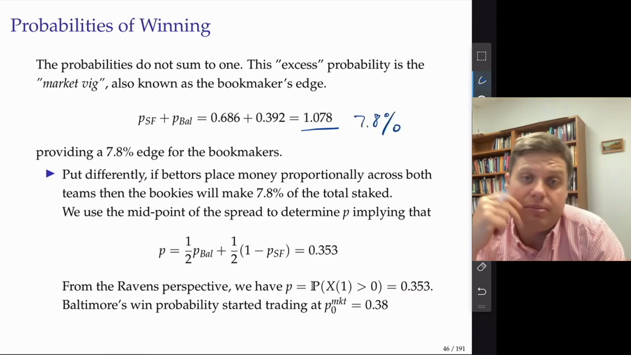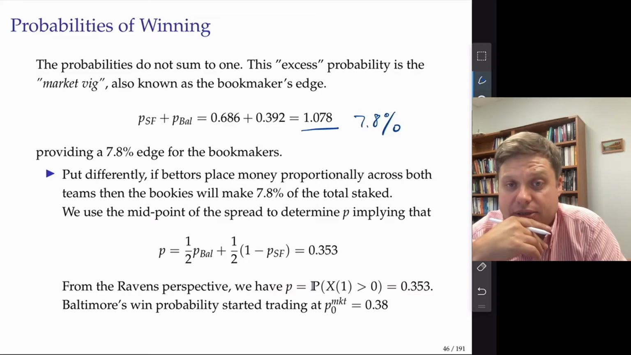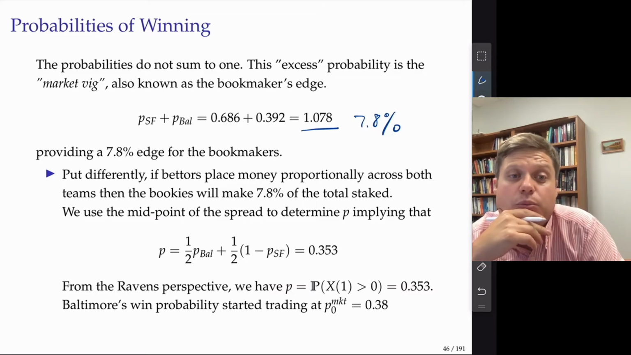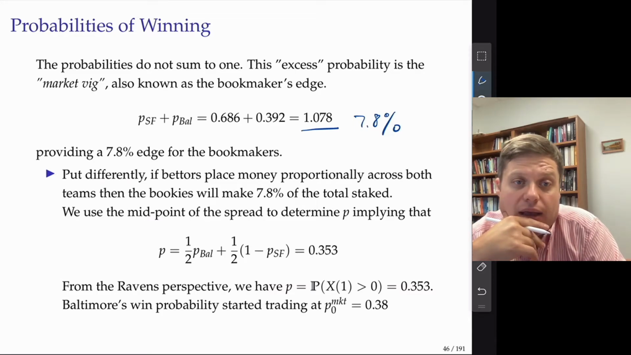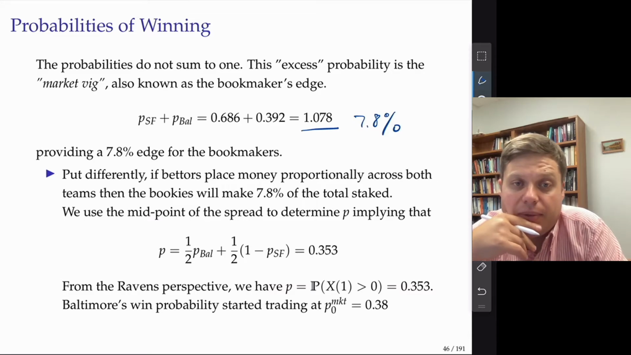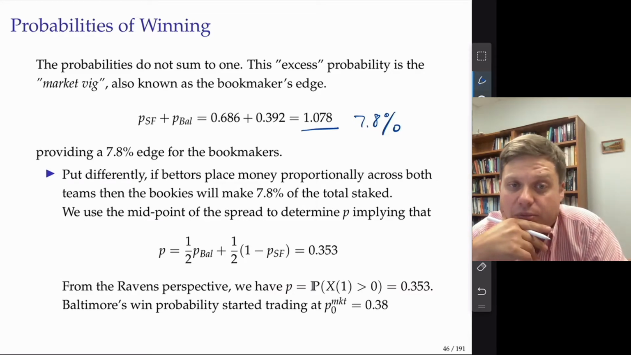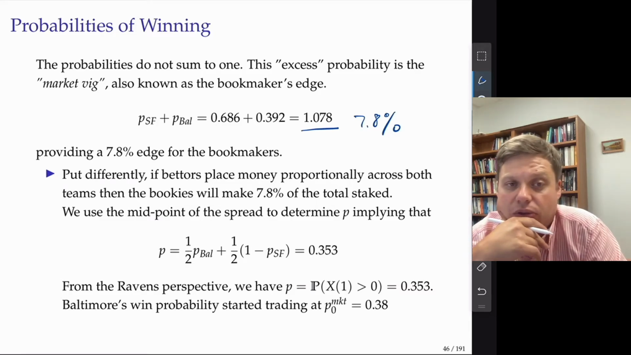7.8% excess probability. And this is the edge for the bookmakers. So you can think of it as the fee that bookmakers collect from the bettors. You can put it differently. If bettors place money proportionally across both teams, then the bookies will make 7.8% on the total amount. So it's not a good strategy just to go and bet on both of the teams, because at the end you're just paying a 7.8% fee to the bookie.